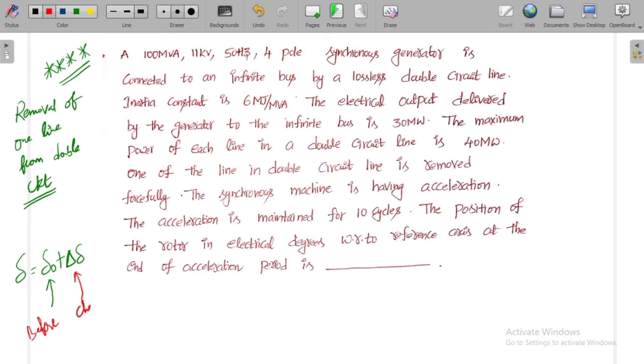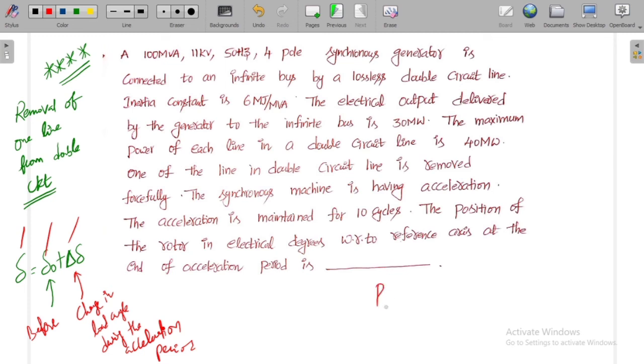So before removing the line, the load angle is delta naught, and delta delta is nothing but the change in load angle during the acceleration period, right? The acceleration period is basically maintained for 10 cycles. We should know the time required for 10 cycles if the frequency of the signal is 50 hertz, right? So we need to find this change in load angle and delta naught to find delta.